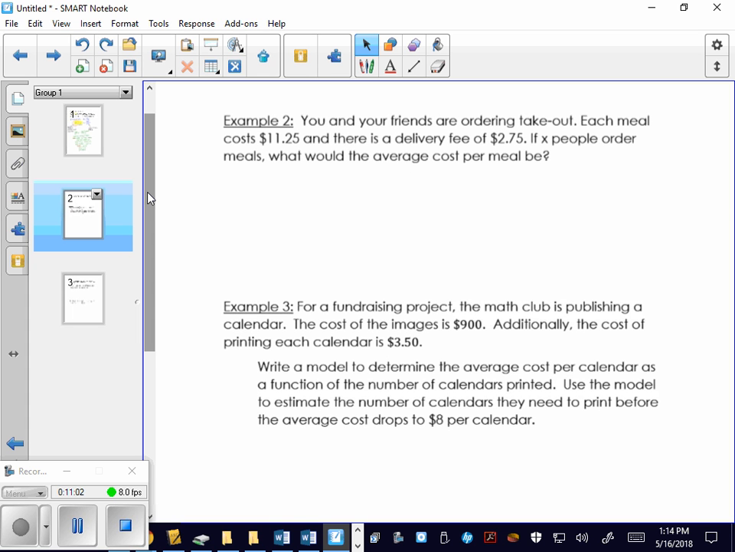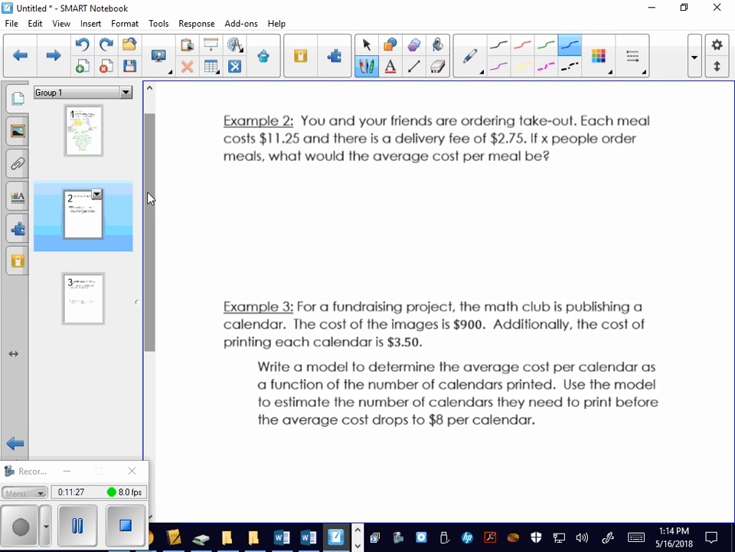You and your friends are ordering takeout. Each meal costs $11.25, and there's a delivery fee of $2.75. If X people order meals, what would the average cost per meal be? So you have to remember what average is. Average is the total number of something divided by however many there were. Well, it says X people are ordering meals.